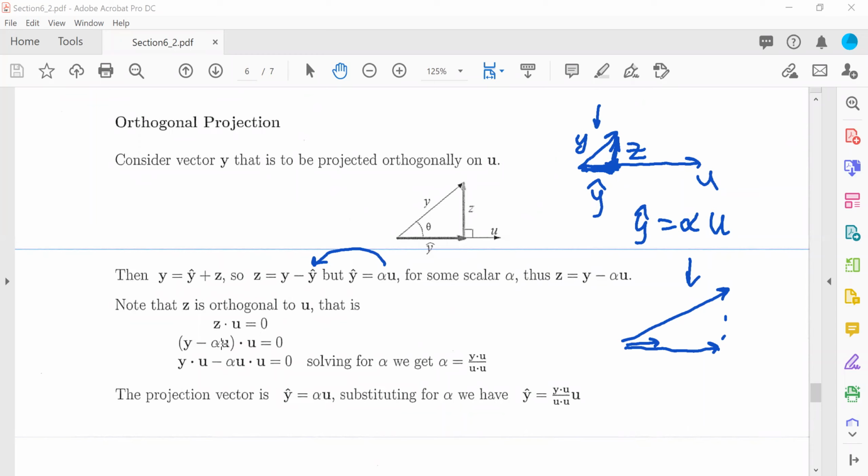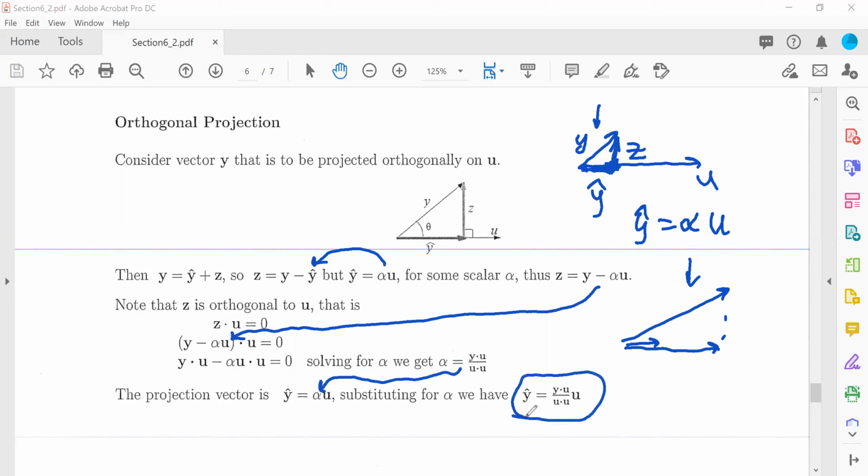And substitute what was your z? z is y minus alpha u, so I'm substituting right here for z. And then I distribute the dot product, so I'm getting y dot product u minus alpha u dot product u, and in that case I can solve it for the alpha. So this is my scalar of the projection. My projection vector from the beginning was y hat equals alpha u, and now you can substitute for that alpha right here. So this is the projection vector.